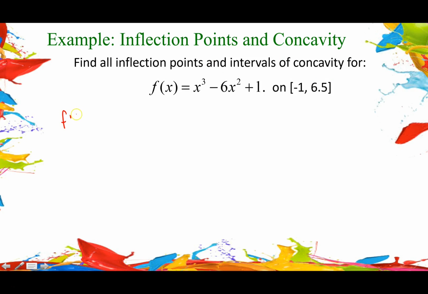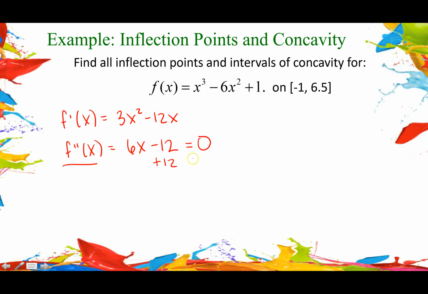So let's do this. f prime of x is going to be equal to 3x squared minus 12x. The second derivative is equal to 6x minus 12. Now, we're trying to find inflection points, and to do that, we take our second derivative and we set it equal to 0. I'm going to add 12 to both sides, drop down the 6x, divide by 6, and we get x equals 2. Now, is that an inflection point? Well, guess what? I don't know yet.